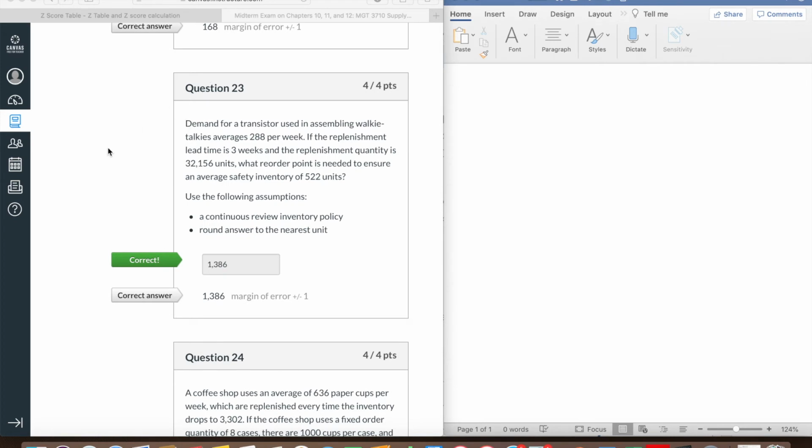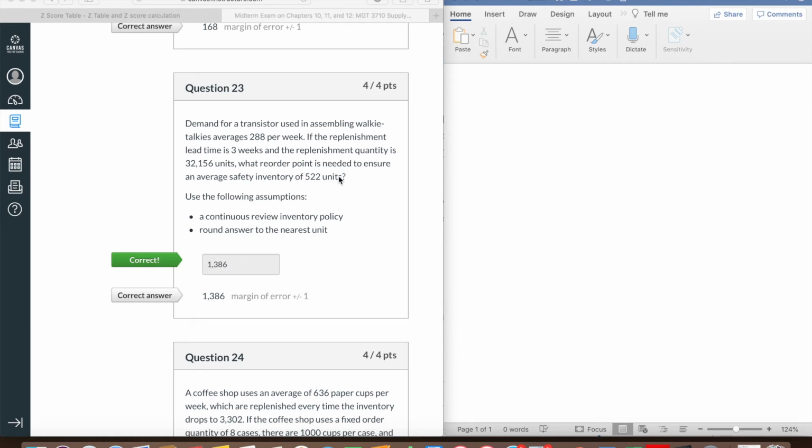Question 23 asks, demand for a transistor used in assembling walkie-talkies averages 288 per week. If the replenishment lead time is 3 weeks, the replenishment quantity is 32,156 units. What reorder point is needed to ensure an average safety inventory of 522 units? Use the following assumptions of continuous review as well as rounding to the nearest unit. What is the problem asking for? The problem is asking for the reorder point to get this safety inventory.